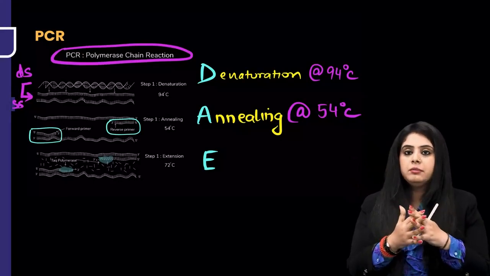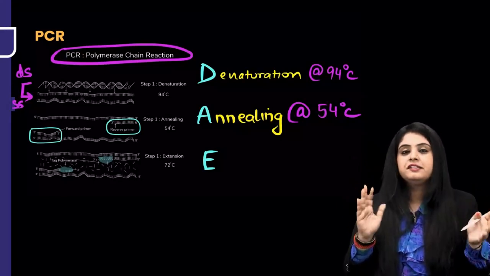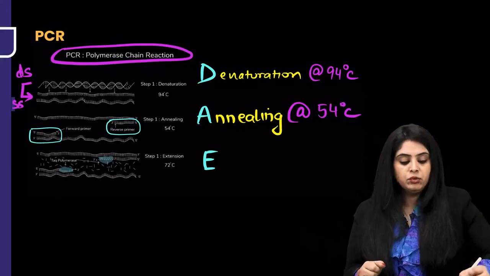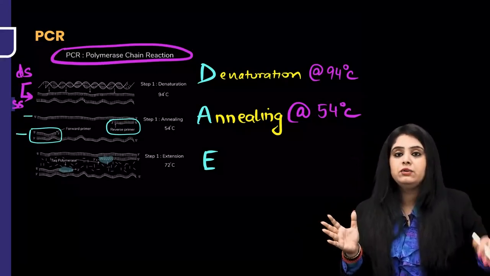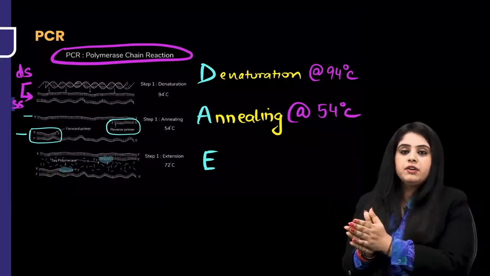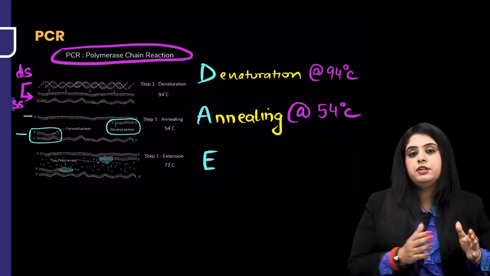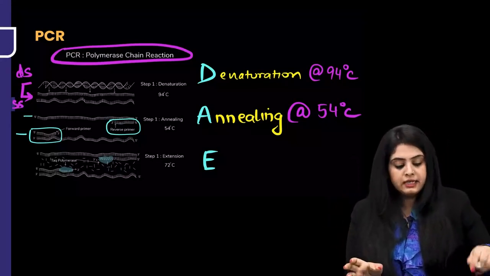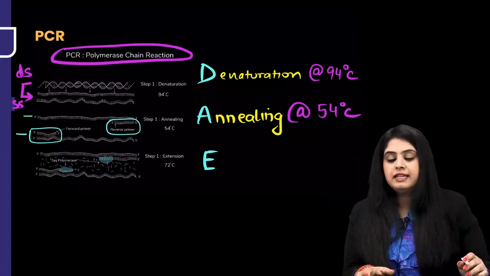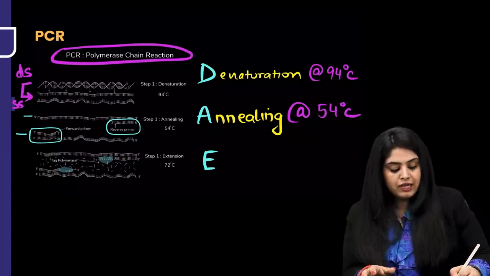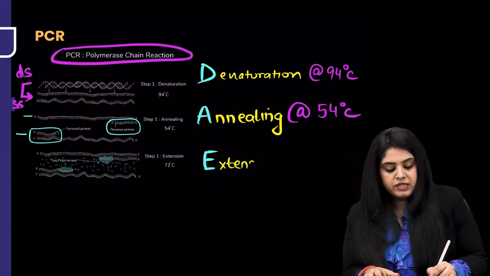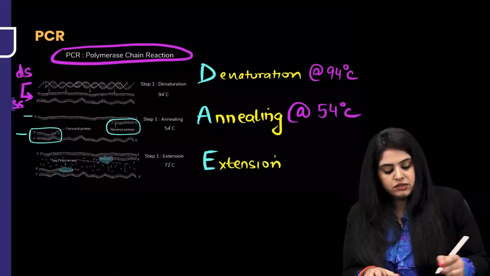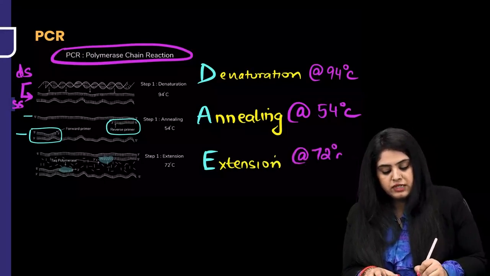Basically, first we made double into single, and now we have to make single into double again. So both of these you have to convert individually into double. This one will be converted into a double, this one will be converted into a double. You have to make both double, right? So you have to bind something, that is annealing, and then you'll extend it. The last step that you have is extension, and that extension is done at 72 degrees centigrade.